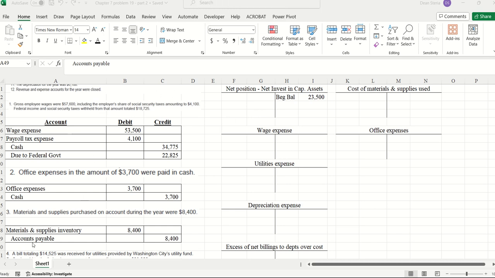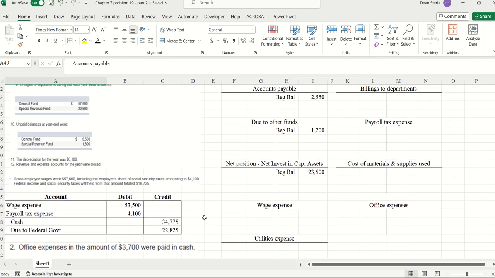I just noticed one thing. I had put cash in there. I don't know if I accidentally did that when I was recreating this, but it should be accounts payable and not cash. Okay. It says purchased on account right there. On account of what? On account as accounts payable. Okay.